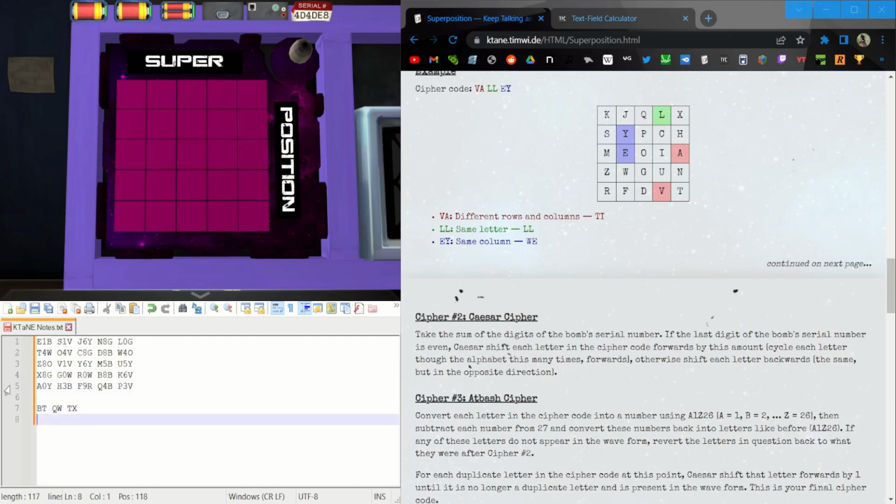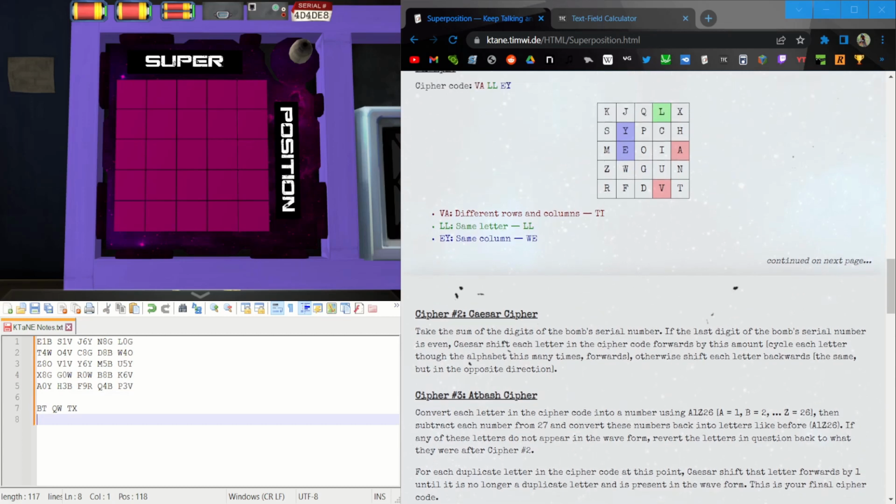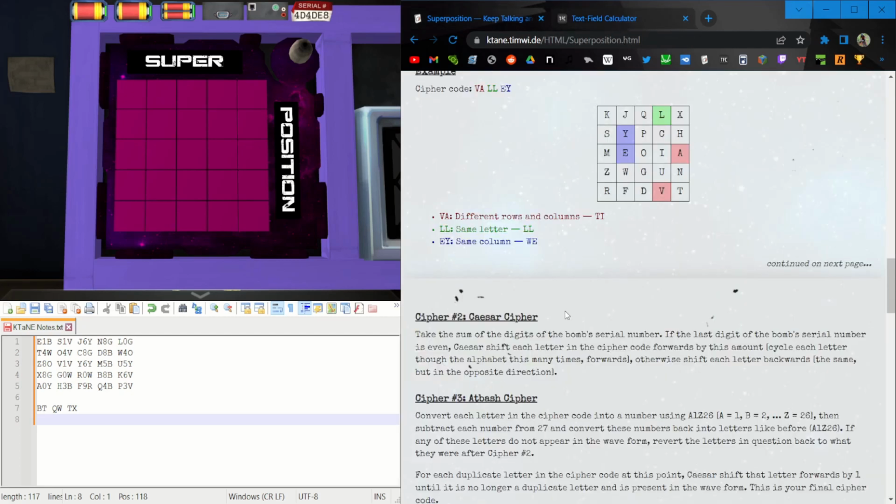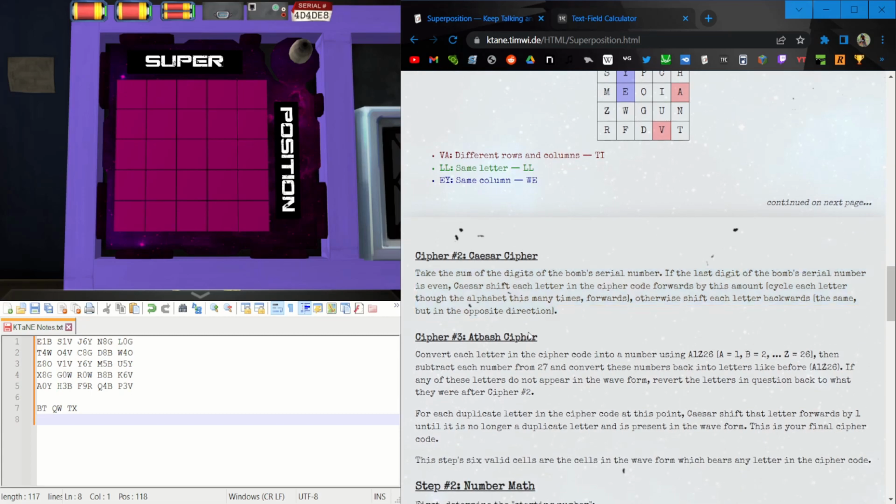Okay. Next we need a Caesar cipher. So we take the sum of the digits in the bomb serial number. 4 plus 4 plus 8 is 16. And if the last digit of the serial number is even, we go forward, so we add 16 to each position. Otherwise, we subtract 16. Also keep in mind, it doesn't say right here, but keep your answer for what you get after this step, because you might need it for the next one.